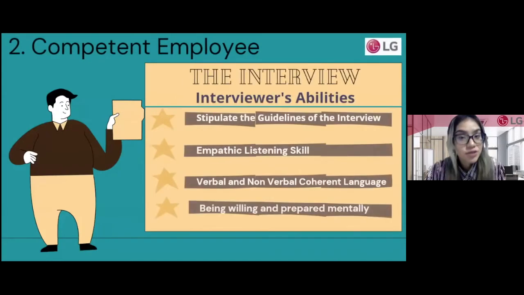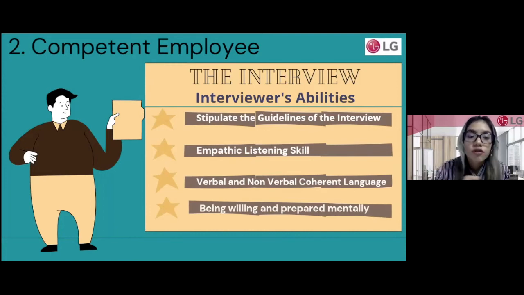Well, as interviewers, we need to develop four main abilities. First, stipulate the guidelines of the interview, in order to break the ice and let the person be a bit more comfortable and aware of how the interview is going to go and the main edges that we are going to approach. Then we have to develop the skill of empathic listening, and this is important to make a really good environment.